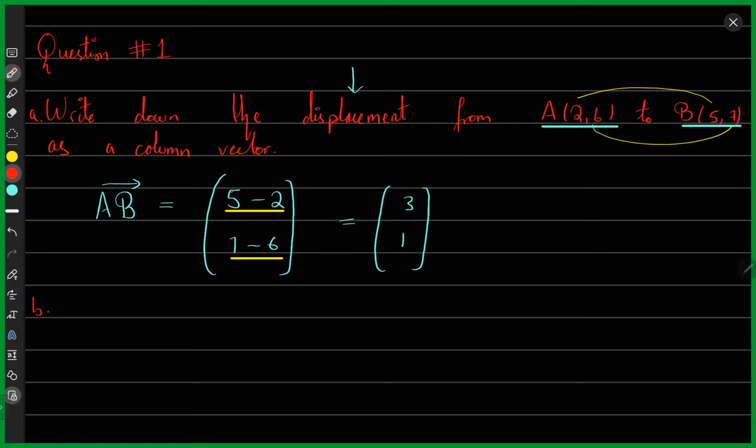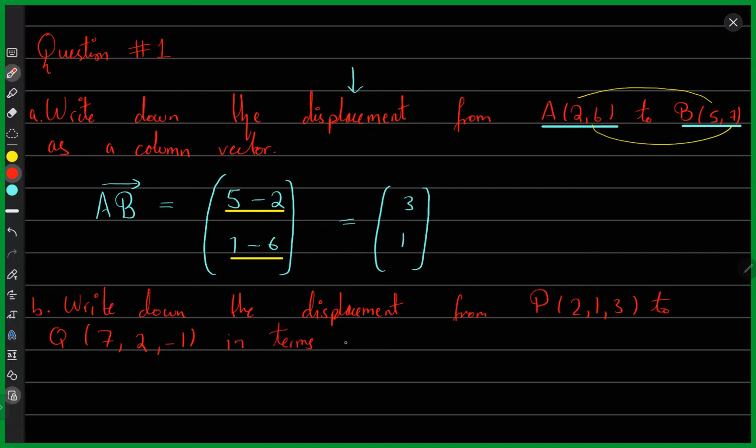Part B says, write down the displacement from P, that is (2, 1, 3), to Q, that is (7, 2, -1), in terms of vectors I, J, and K.